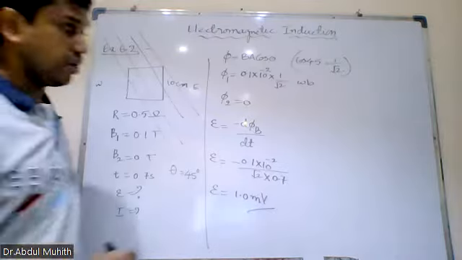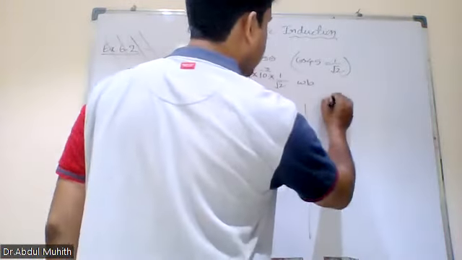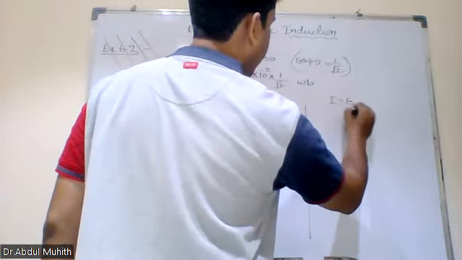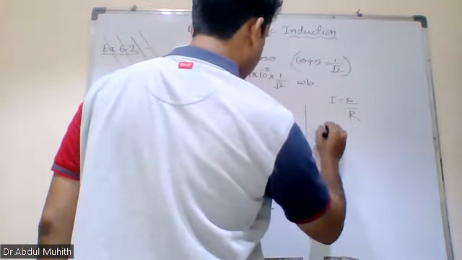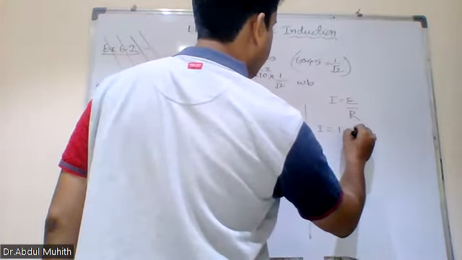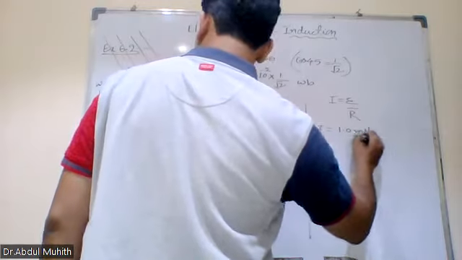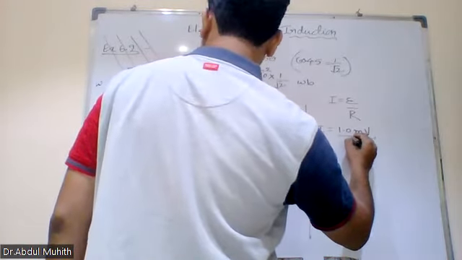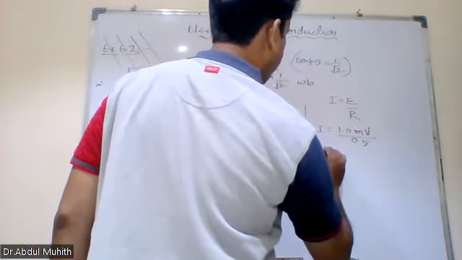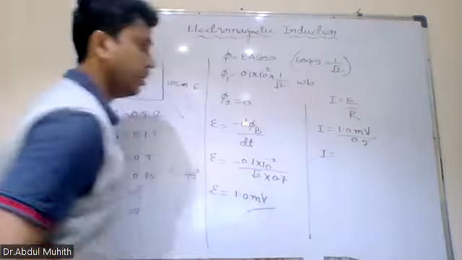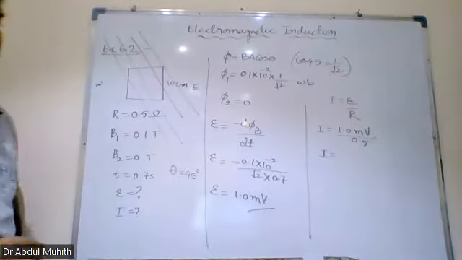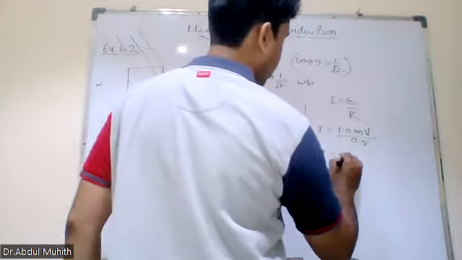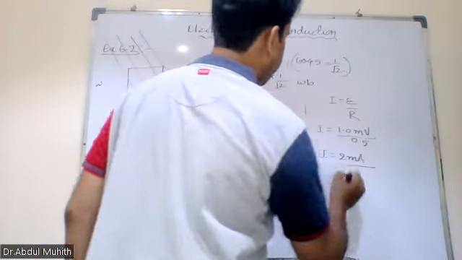So I is equal to what? The formula for current is I is equal to E by R, induced EMF by R. So I is equal to how much? 1.0 millivolt divided by resistance. What is the resistance here? 0.5 ohms. So I is equal to how much now? I is equal to 2 milliampere. Is that clear? 2 milliampere. See once again.